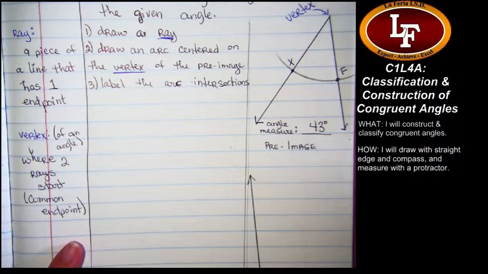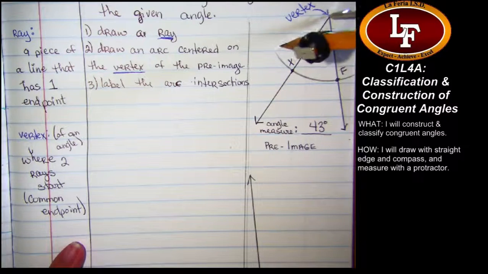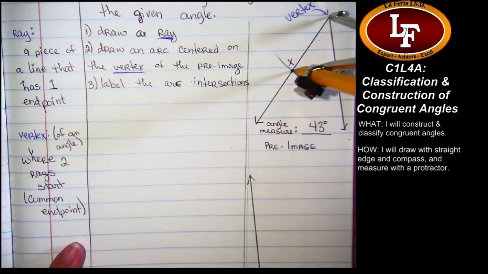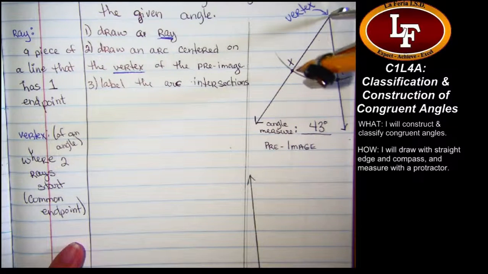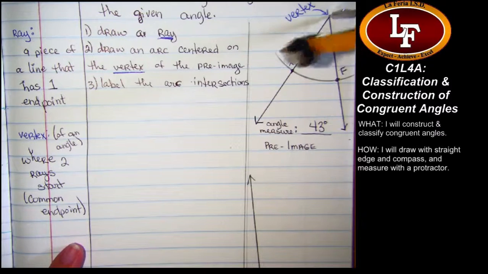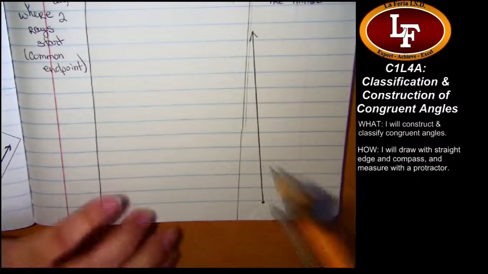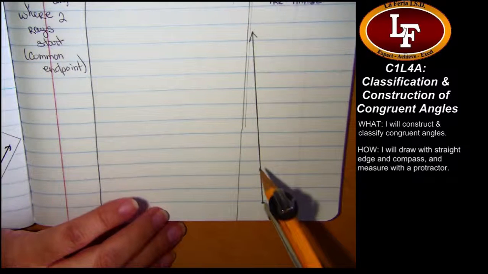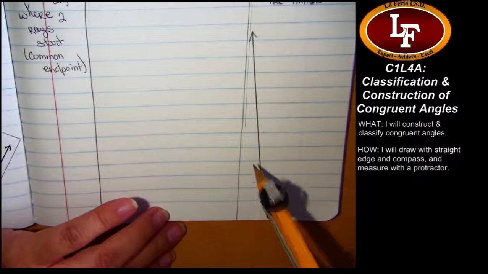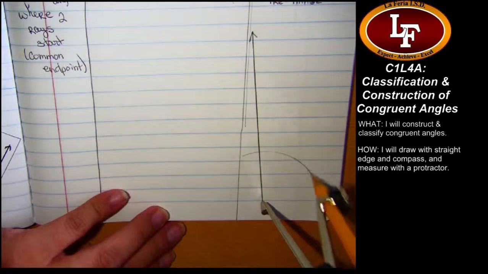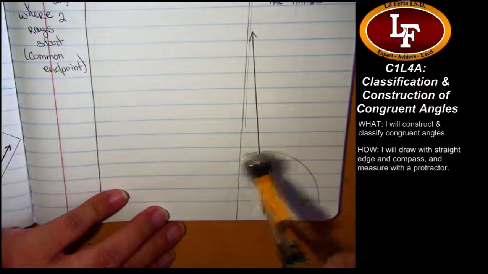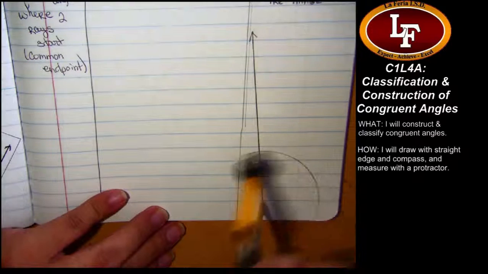Using the same compass radius that you used right here for this arc, you need to draw another one, but center it at the endpoint of the ray you drew in step 1. I'm going to scoot this down so you can see it. There's my ray from step 1. There's my endpoint. I'm going to draw an arc. I don't know how big I need it, so I'm just going to use up all the paper that I have.